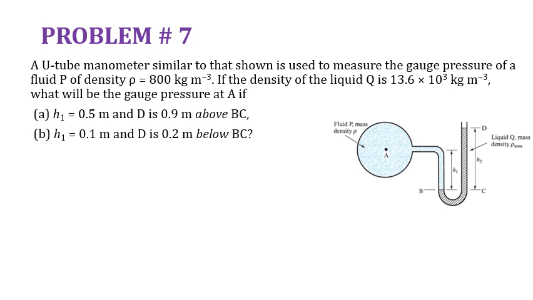A U-tube manometer similar to that shown is used to measure gauge pressure of a fluid P of density 800 kg per meter cube. If the density of liquid Q is 13.6 × 10³ kg per meter cube, what will be the gauge pressure at A if H1 is 0.5 meter and D is 0.9 meter above BC. And case 2, when H1 is 0.1 meter and D is 0.2 meter below BC.